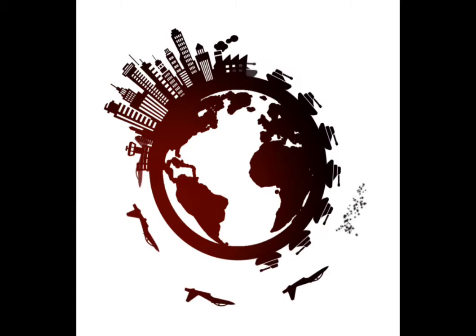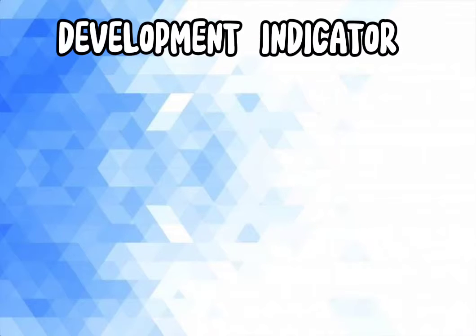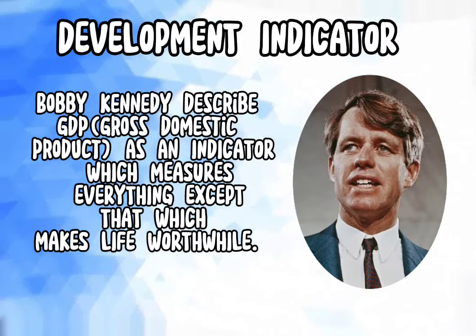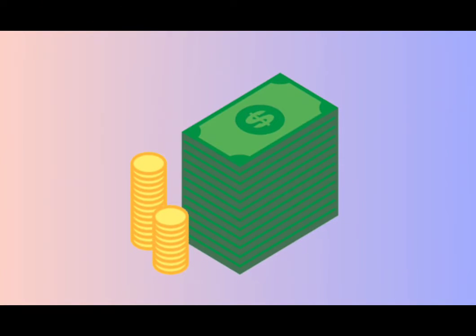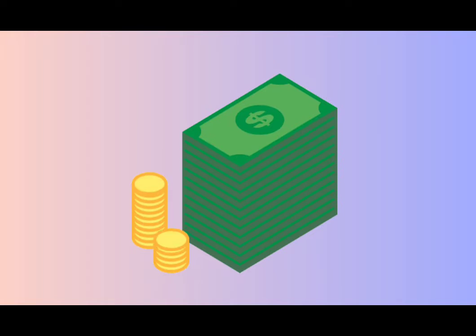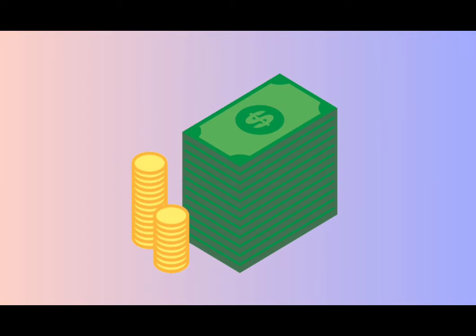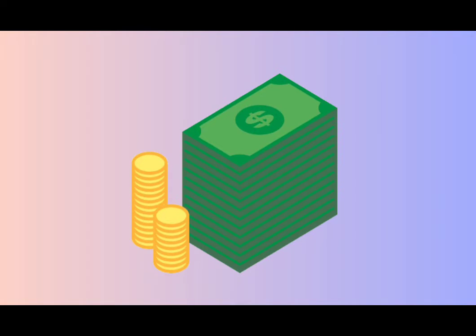On the other hand, we have the development indicators. Bobby Kennedy described GDP, or gross domestic product, as an indicator which measures everything except that which makes life worthwhile. It means this measurement ignores social cost, environmental cost, and the costs associated with conditions such as income inequality. These are issues that are more relevant in a more connected and informed global society.